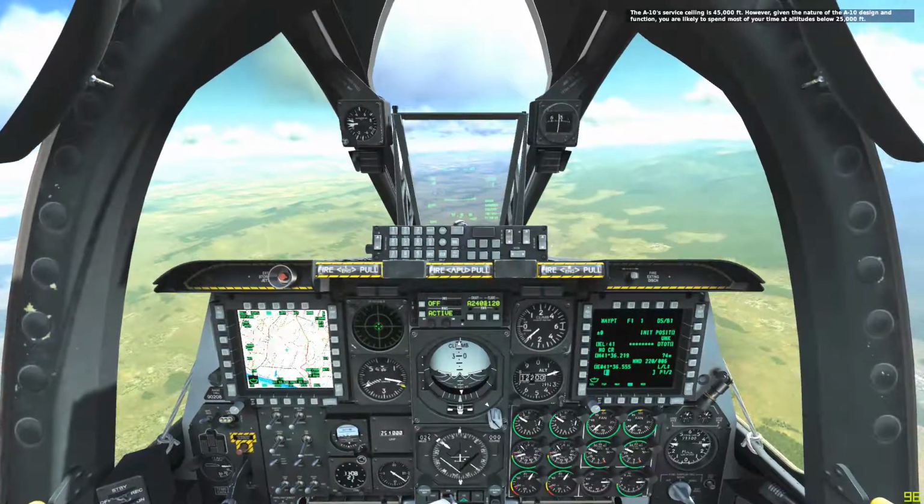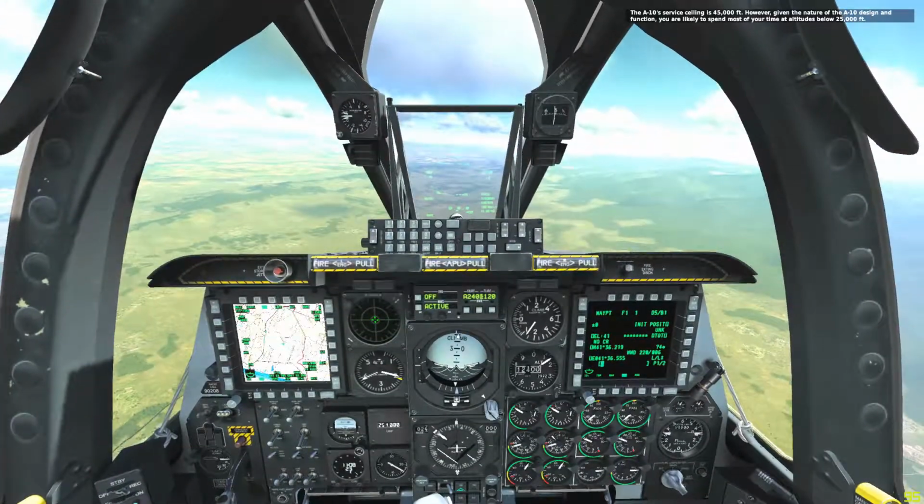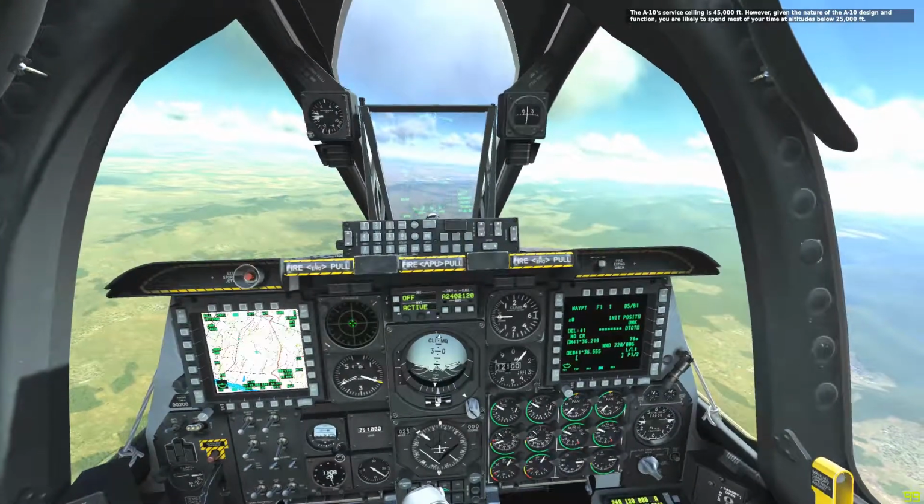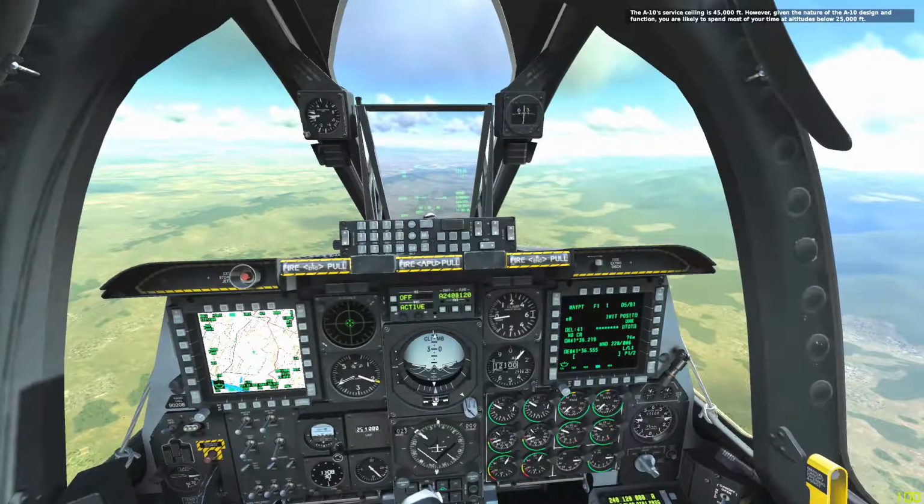The A-10 service ceiling is 45,000 feet. However, given the nature of the A-10 design and function, you are likely to spend most of your time in altitudes below 25,000 feet.